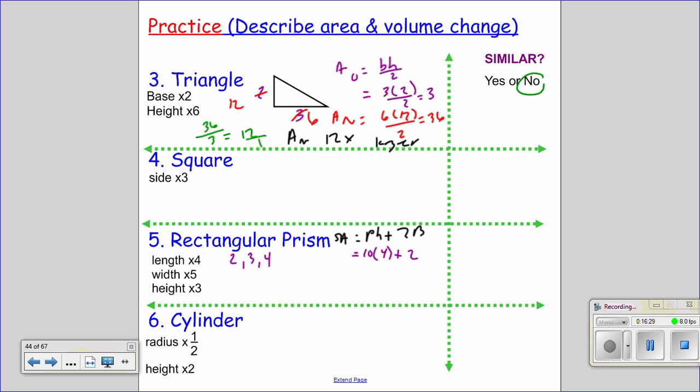Plus 2 times the area of my base. So 2 and 3 are the dimensions of my base. So that'd be 2 times 3, which is 6. So my surface area is 40 plus 12, which is 52.